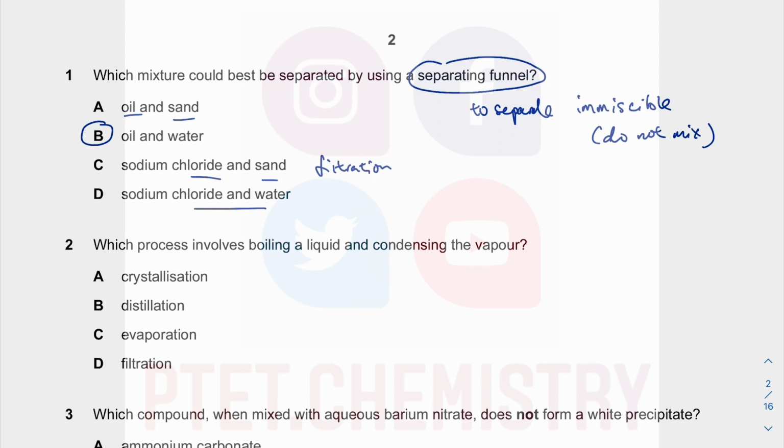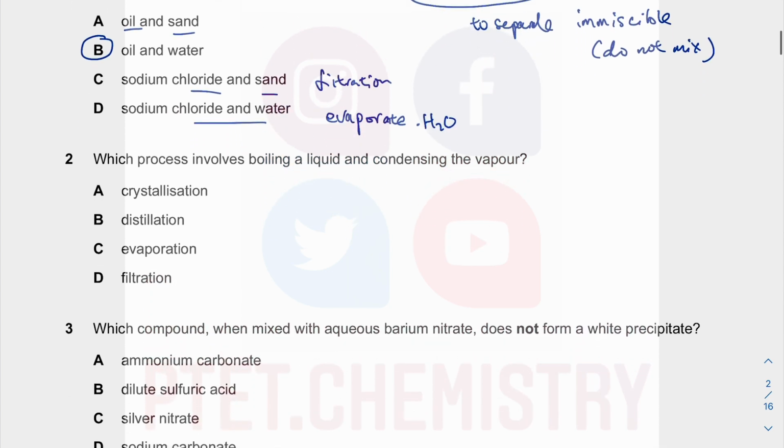Sodium chloride and water, well, you filter, then you evaporate off the nope, you don't filter, sorry, because sodium chloride is soluble in water. So what you do is you evaporate the H2O, then you can set the sodium chloride to crystallize, and you can filter it, and you get really nice crystals of sodium chloride, pure crystals.